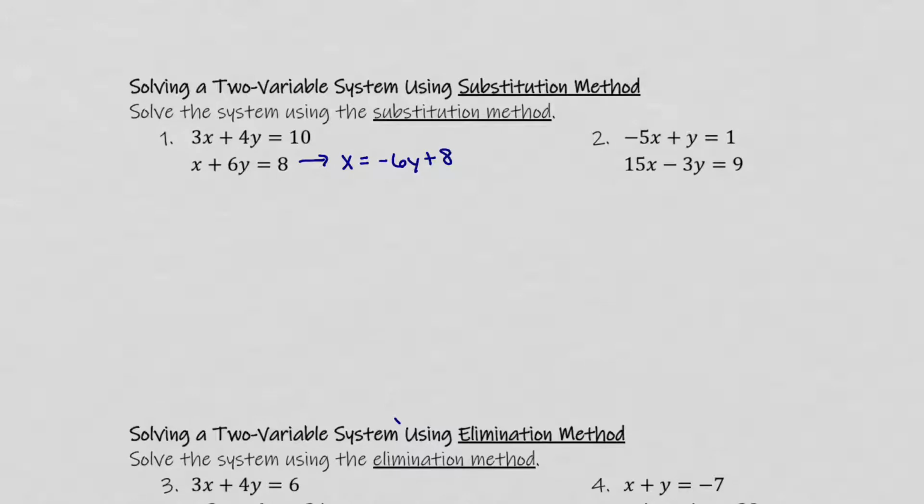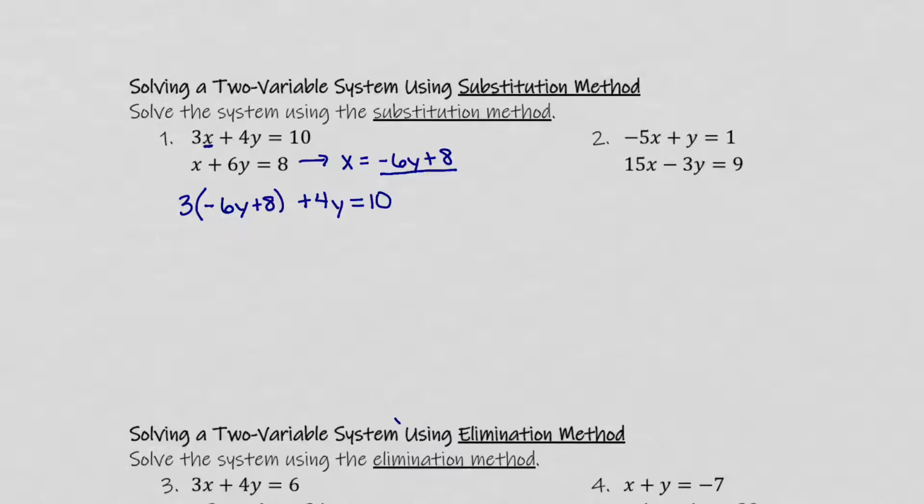So the substitution method says, okay, we say x equals this, so we're going to substitute it in the other equation for x. So I'm going to write that top equation out, but instead of x, I'm going to put what I just said x equals, and then write the rest of the equation there. And now we're just going to do order of operations and solve this one for y.